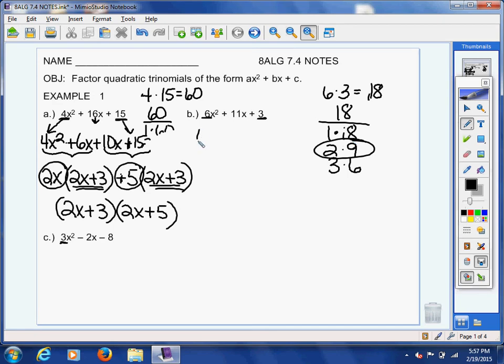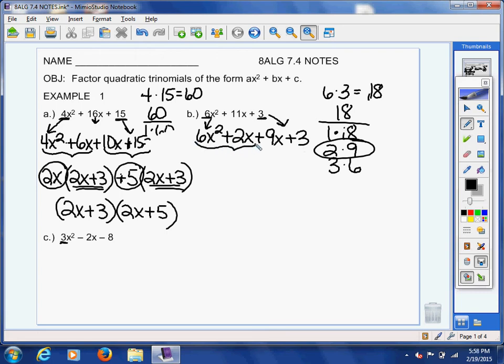So we're going to drop down 6x squared, and I'm going to rename 11x. I'm going to call it 2x plus 9x. That's 11x's new name, 2x plus 9x, and I'm going to drop down my 3. Okay? So now I have a 4-term polynomial, and I'm going to factor by grouping. That's really very simply what I'm going to do.